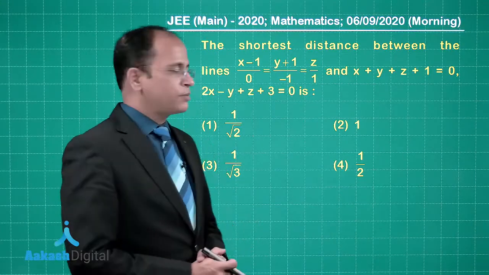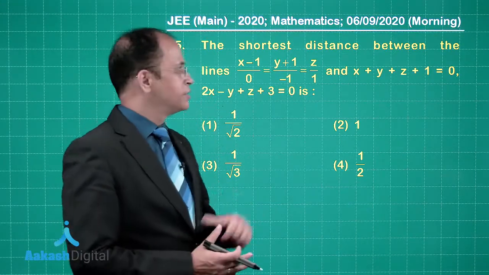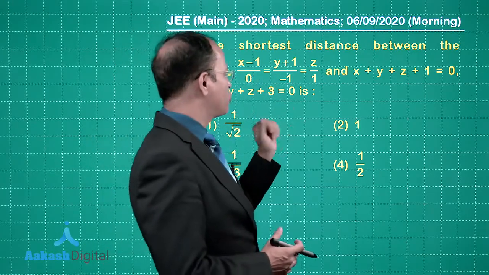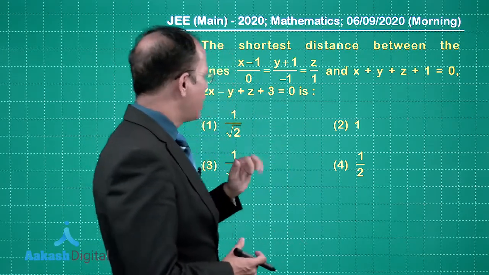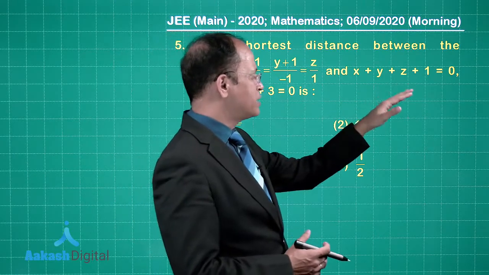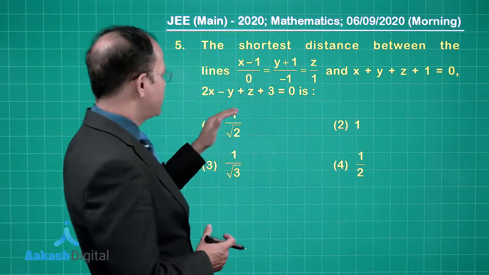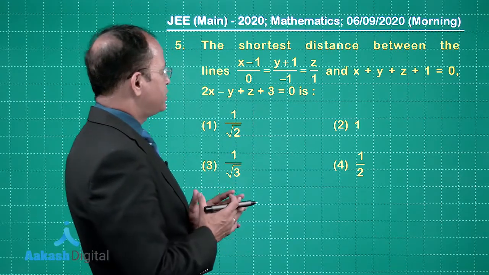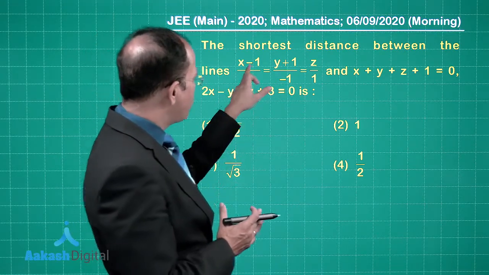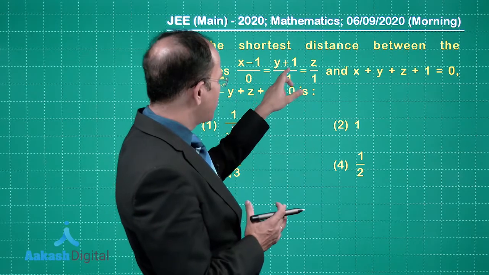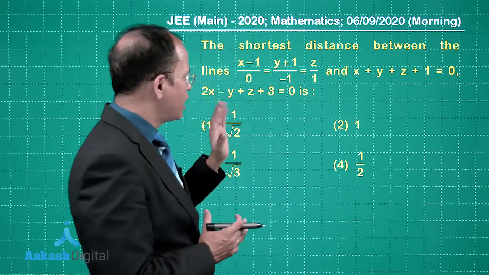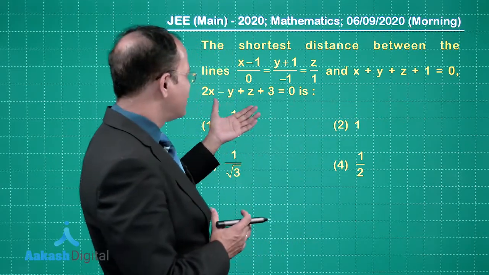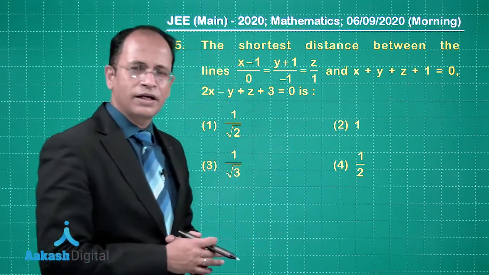Now friends, let's talk about question number 5. The shortest distance between the lines (x minus 1)/0 = (y plus 1)/minus 1 = z/1, and x plus y plus z plus 1 is equal to 0, and 2x minus y plus z plus 3 is equal to 0. So here we have to find the shortest distance between the point 1, minus 1, 0, and a point on the plane which passes through the intersection of these two planes.